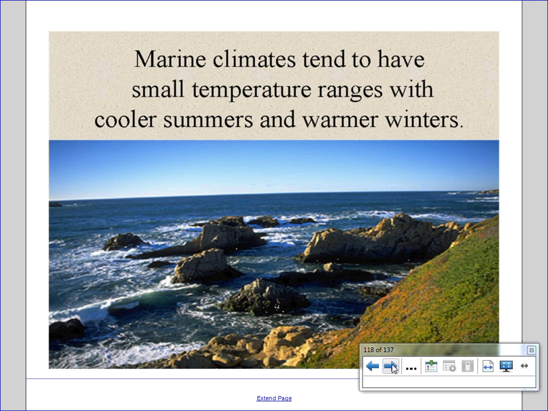So marine climates, what does marine mean? Along the coast, near the water. You can see they have small temperature ranges, cooler summers and warmer winters. So this picture here would be an example of a marine climate, kind of like they were showing Winnipeg, or you had LA or New York City in your lab, although this picture does not look like LA or New York City.